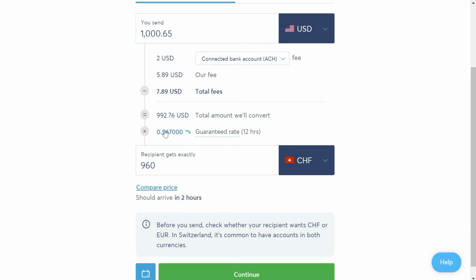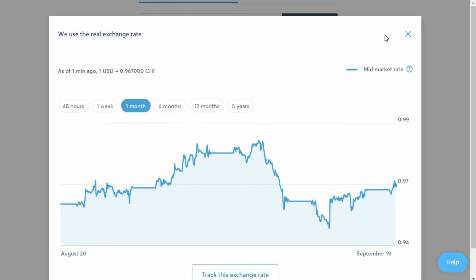In addition, Wise uses the market exchange rate, which you can check by clicking on the exchange rate displayed and see the graph with the evolution of the exchange rate. And if you are suspicious, you can look it up yourself and you will see that it is the real market exchange rate they offer.